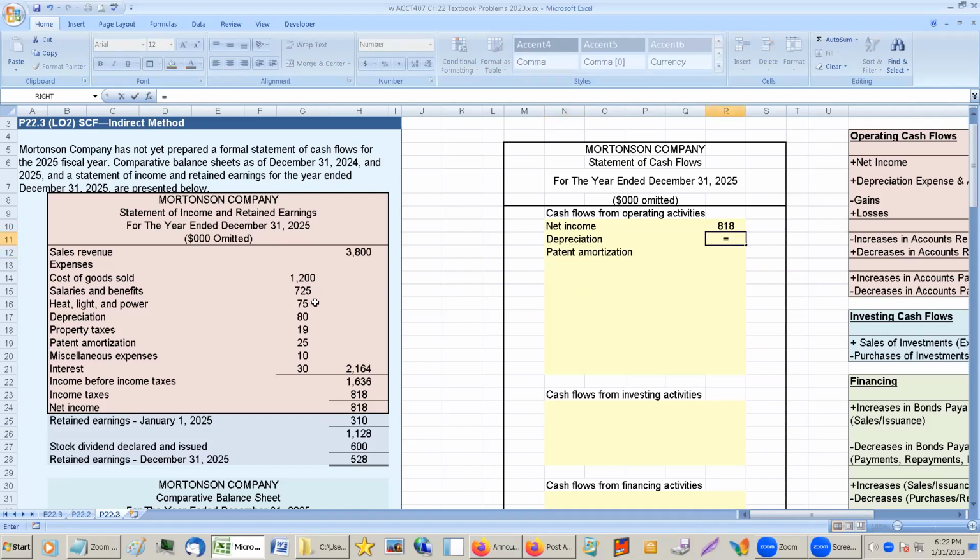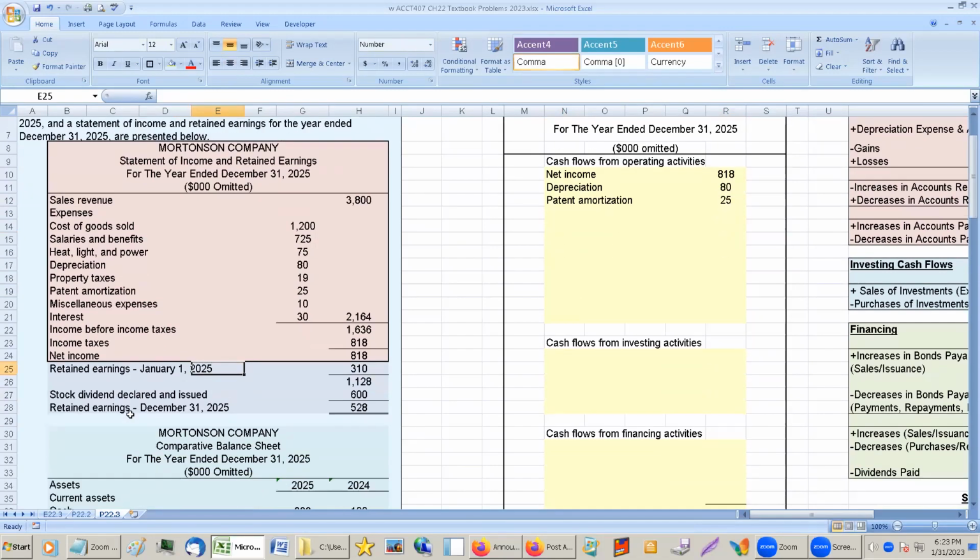And these both get added back in. You can see they're subtracted out to get the net income, but no cash goes out for them. This is a retained earnings statement. It looks like they include the income up above there.